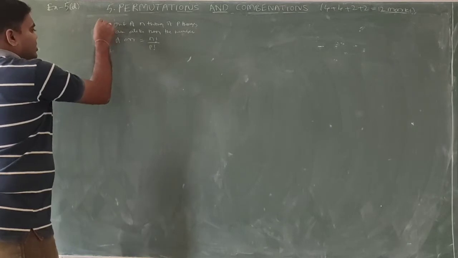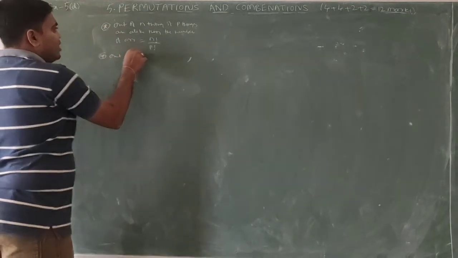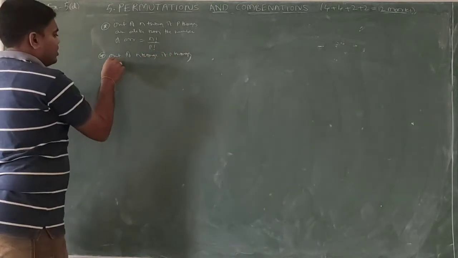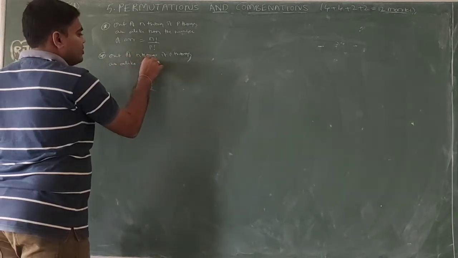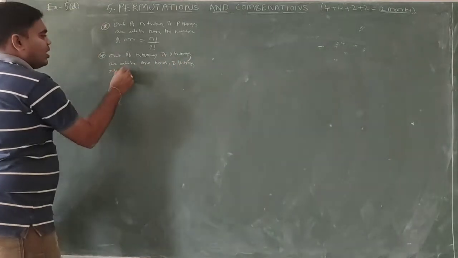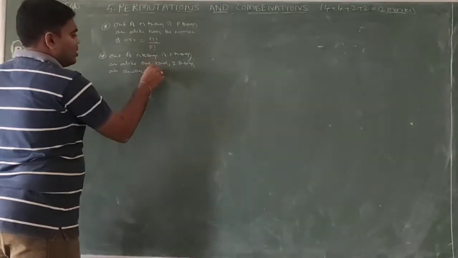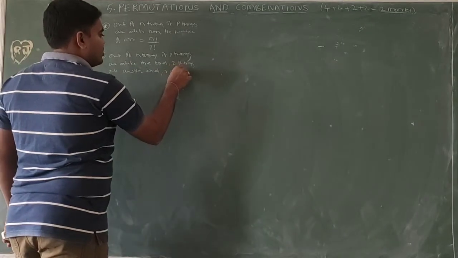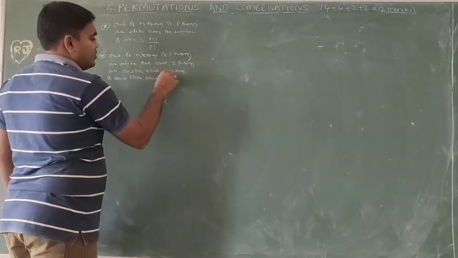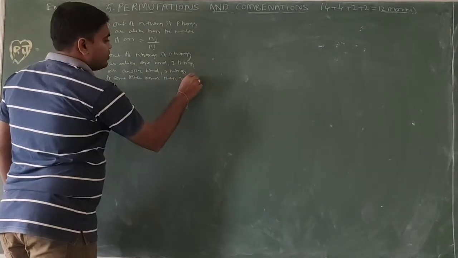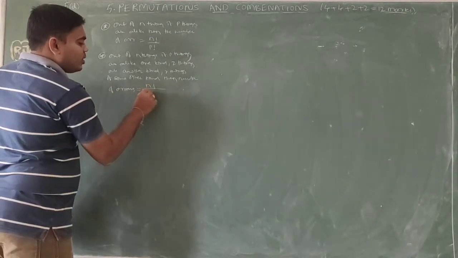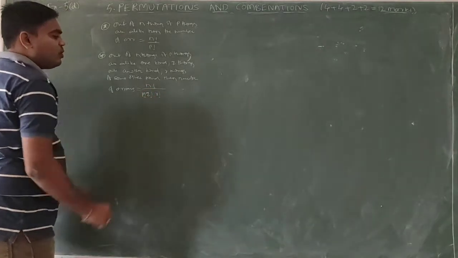Next, out of n things, if p things are alike, of one kind, q things are of another kind, and r things are of some other kind, then the number of arrangements is equal to n factorial by p factorial, q factorial, r factorial. So this is the property.